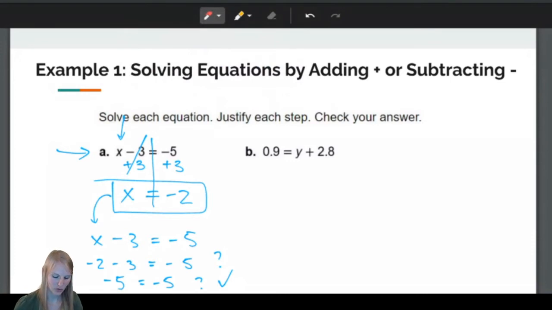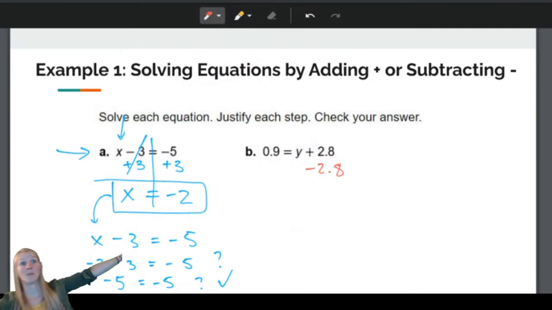0.9 equals y plus 2.8. Okay, so I want to figure out what number plus 2.8 will give me 0.9. Now, you could think about it really hard in your head, or we can do this process that we came up with over here. I want to get y all by itself, which means I need to get rid of this 2.8. So, instead of adding 2.8, I'm going to do the opposite of add, which is minus, subtract. I'm going to subtract 2.8.